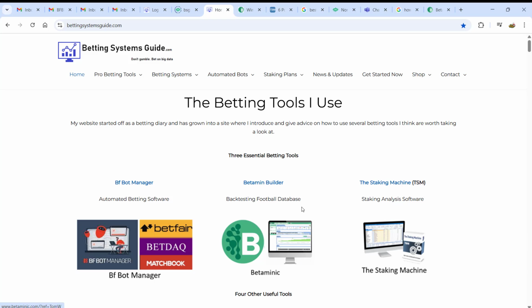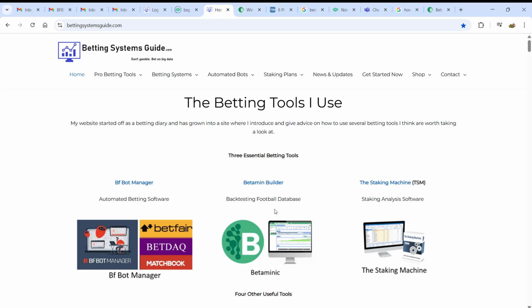And using backtesting websites and databases like Betaminic, they really show you how statistics work, like how long losing runs are, what kind of yields you can expect, what you get from backing obvious favorites, and what you get from backing underdogs. It's a real eye-opener to statistics, and it can also give you a good feed of fixtures that you can create bots to bet on based on those trigger strategies.